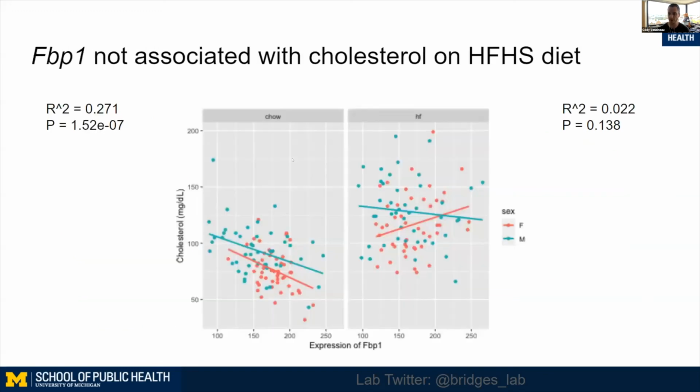And then we can also go back and look at the association of FPV1 expression with cholesterol, where on the normal chow diet on the left, a greater expression of FPV1 had a negative association with cholesterol levels. But now on this high-fat, high-sucrose diet, we can see that FPV1 isn't really associated with cholesterol levels in these mice at all.